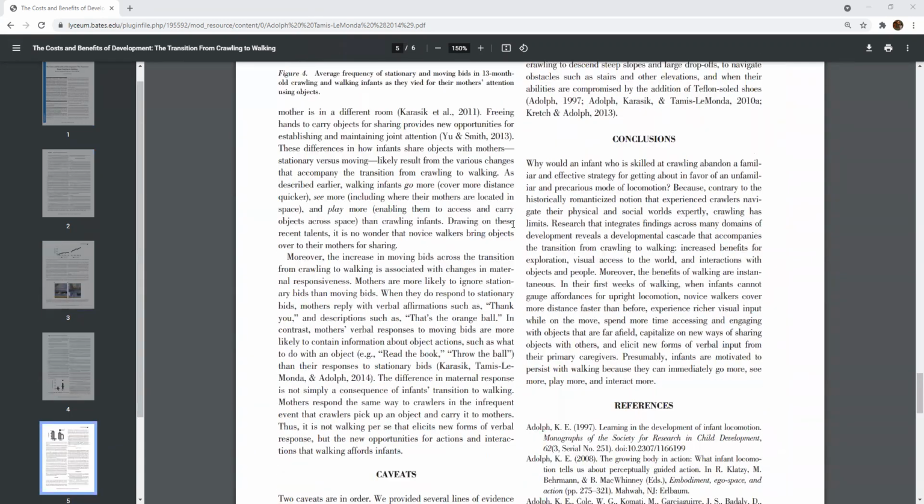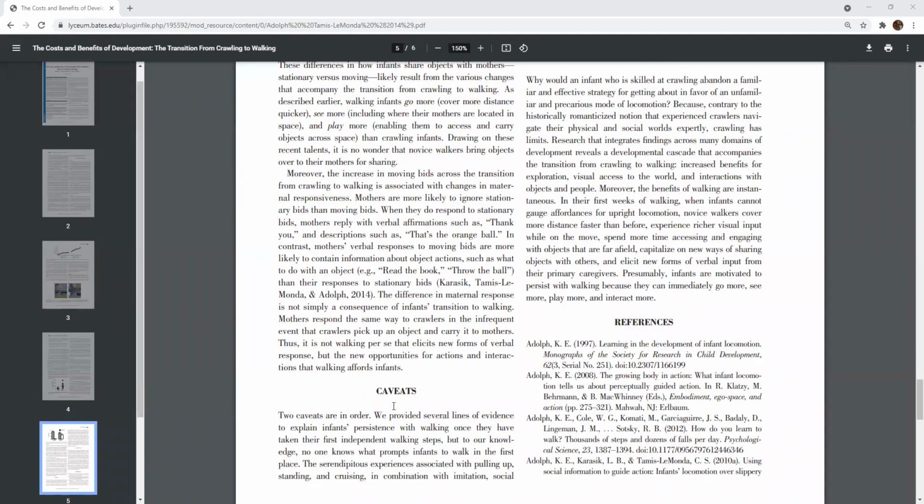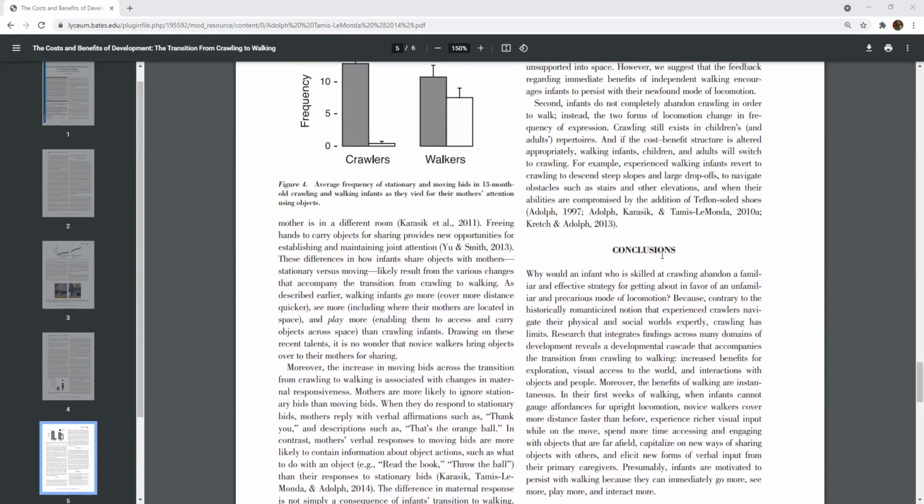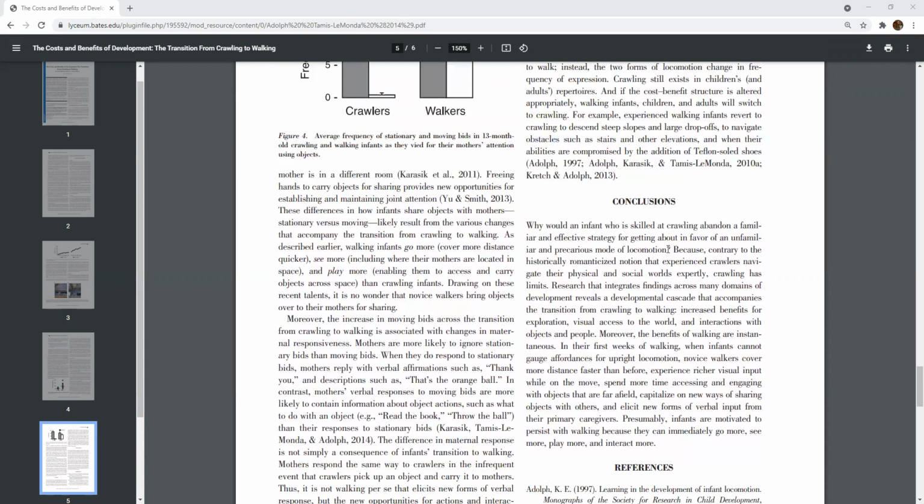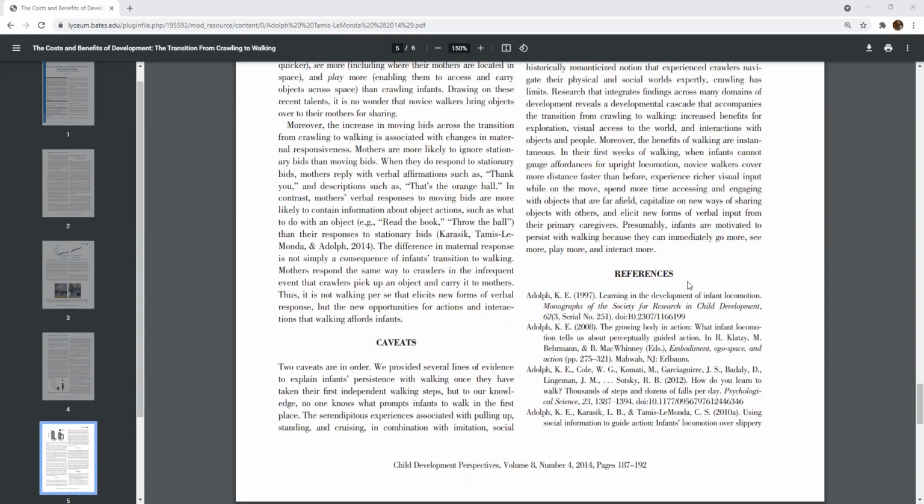Keep coming down. And then it has caveats. So maybe up in the article, they would have talked a little bit about crawling, but so far we know that the two major headings so far are the benefits of walking and then the author's caveats. They also have a section called conclusions. So this is another good place to spend your time; this is where they wrap up their whole argument. And then they have their references.